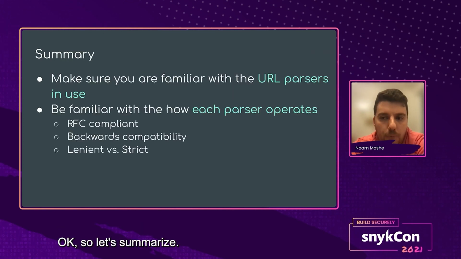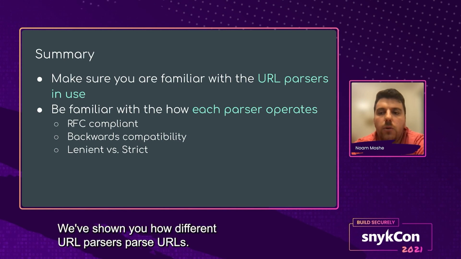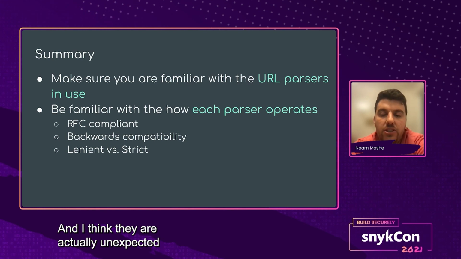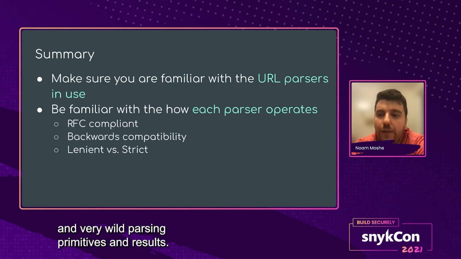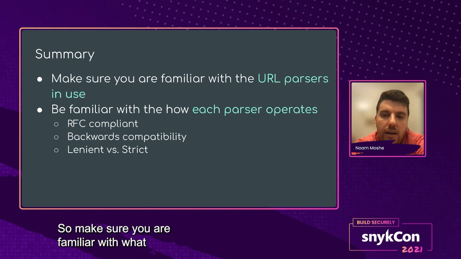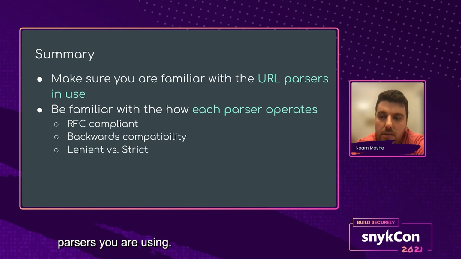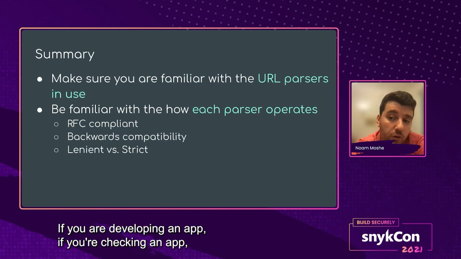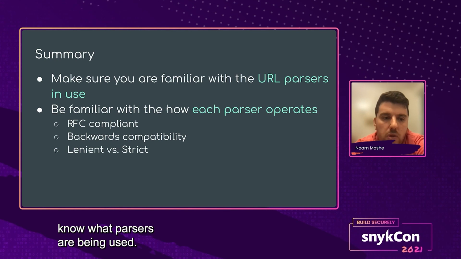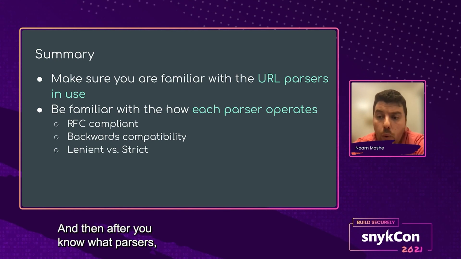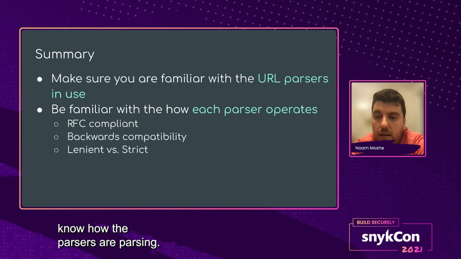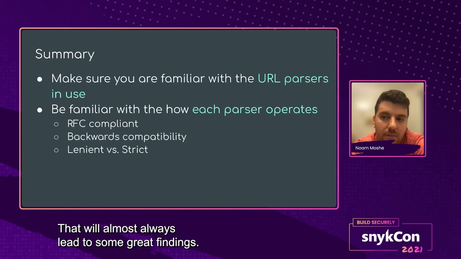Okay, so let's summarize. We've shown you how different URL parsers parse URLs, and I think there are actually unexpected and very wild parsing primitives and results. So make sure you are familiar with what parsers you are using. If you are developing an app, if you're checking an app, know what parsers are being used. And then after you know what parsers, know how the parsers are parsing. That will always lead to some great findings.